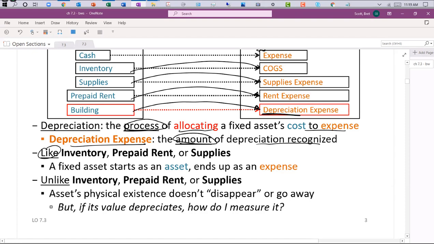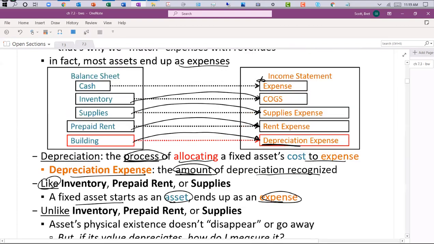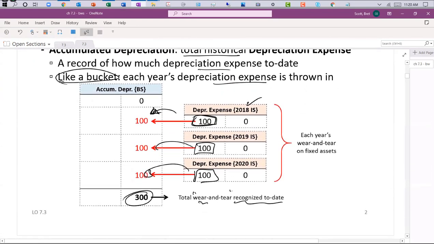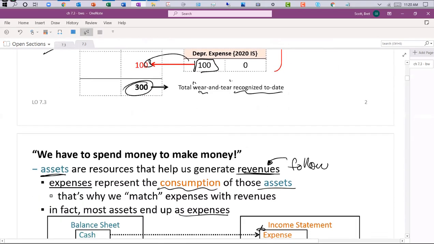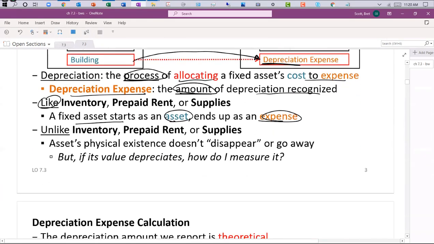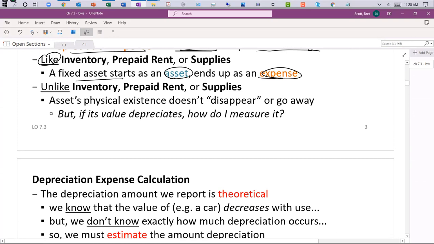Like inventory, prepaid rent and supplies, a fixed asset starts as an asset, ends up as an expense. It just does so in a slightly different way because we're using accumulated depreciation. That's the contra asset account. In fact, let's make a little note back up here that this accumulated depreciation is a contra asset account. It's meant to offset the cost basis. So if we have a truck, we're going to have accumulated depreciation for that truck. We have a building, we're going to have accumulated depreciation for that building. It's the contra asset account.